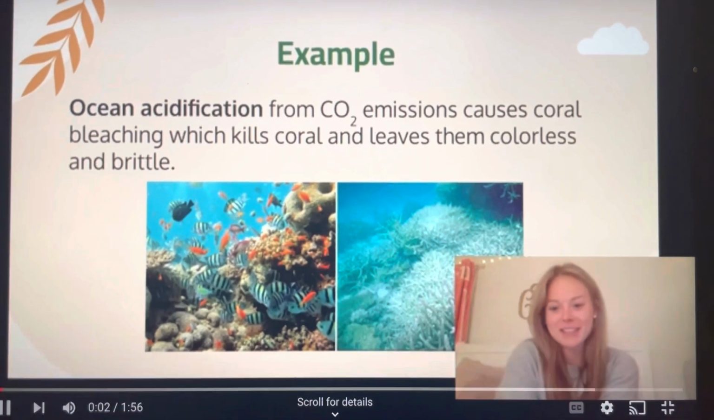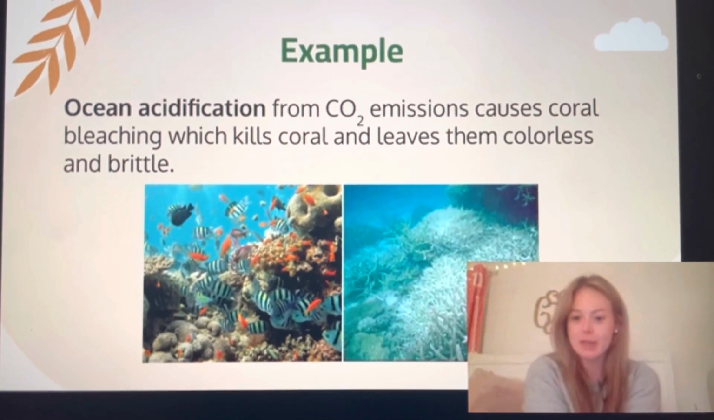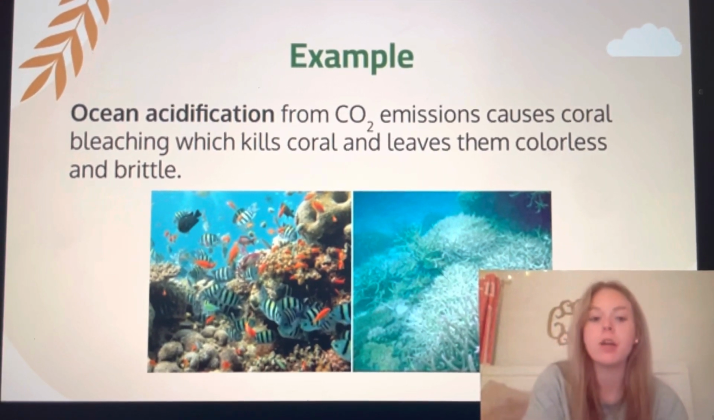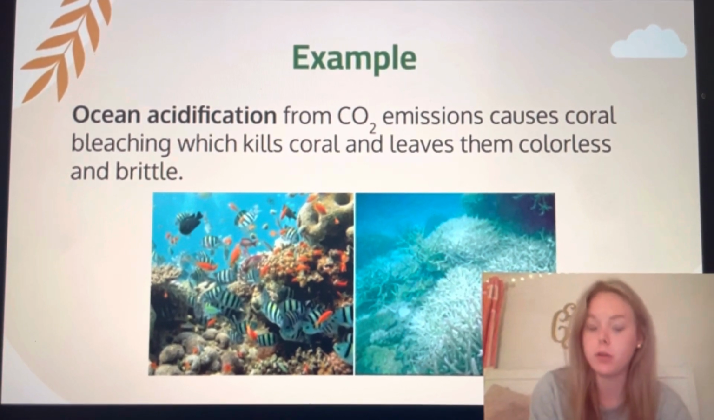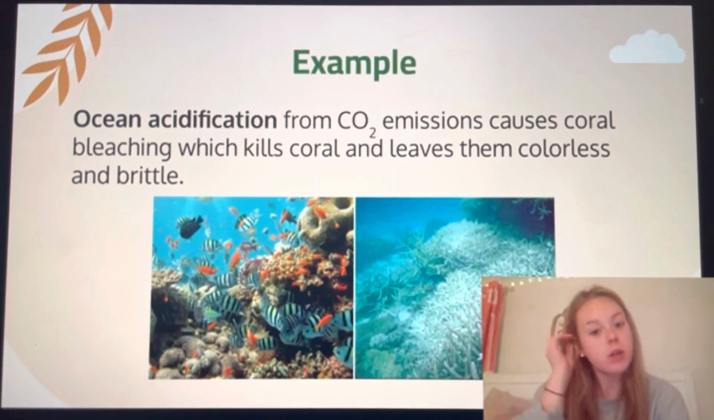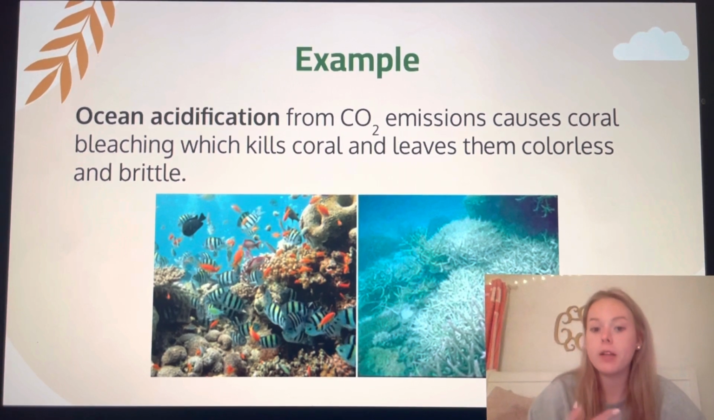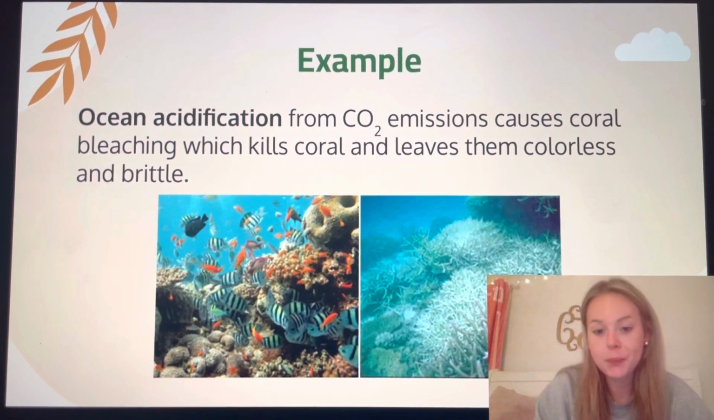Hi, my name is Caroline Smith, and I'm going to be talking about the examples. Example number one that I'm going to be talking about is the ocean acidification from the CO2. This is when emissions cause coral bleaching, which kills the coral and leaves them colorless and brittle.